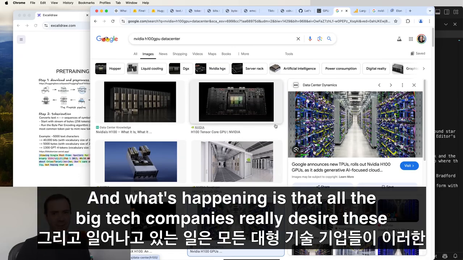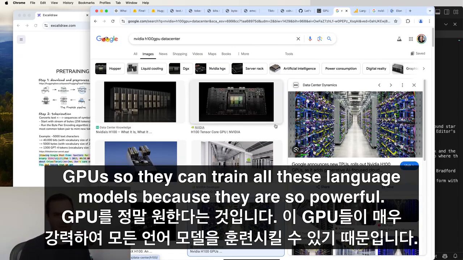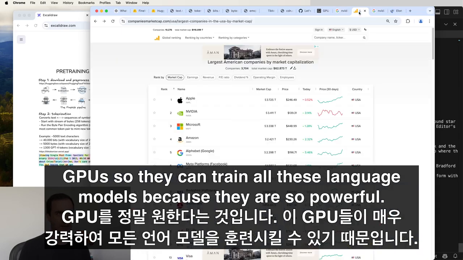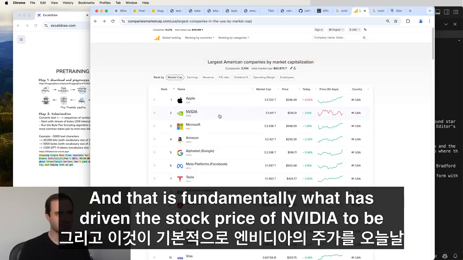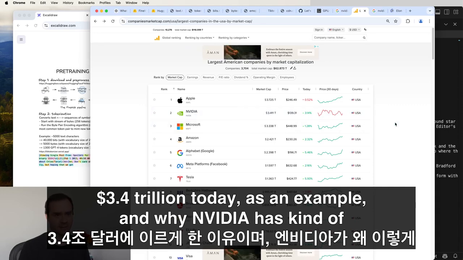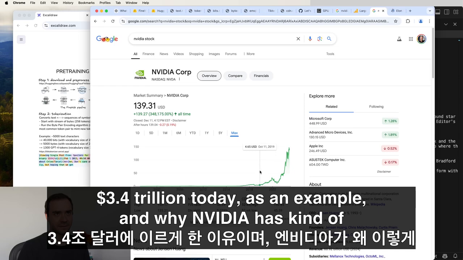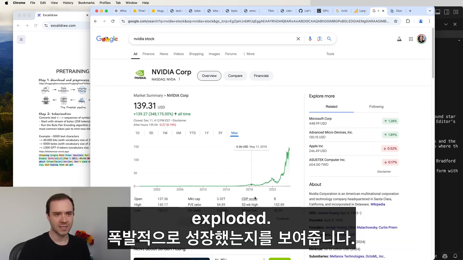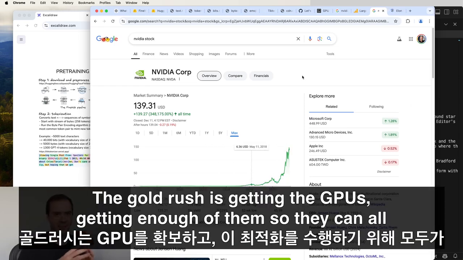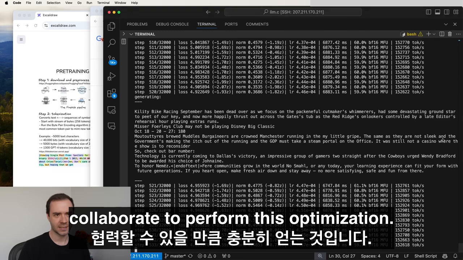And what's happening is that all the big tech companies really desire these GPUs so they can train all these language models because they are so powerful. And that is fundamentally what has driven the stock price of NVIDIA to be $3.4 trillion today, as an example, and why NVIDIA has kind of exploded. So this is the gold rush. The gold rush is getting the GPUs, getting enough of them so they can all collaborate to perform this optimization.